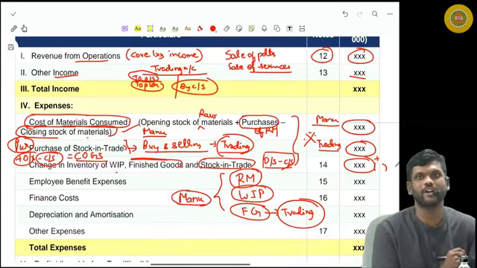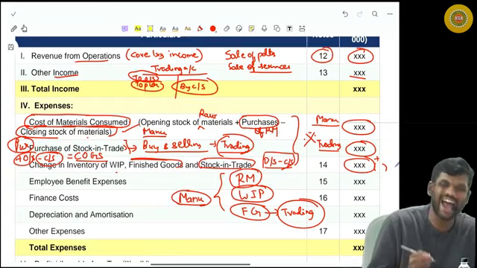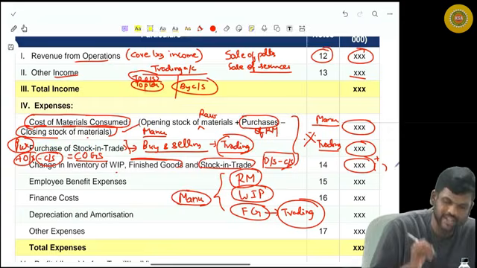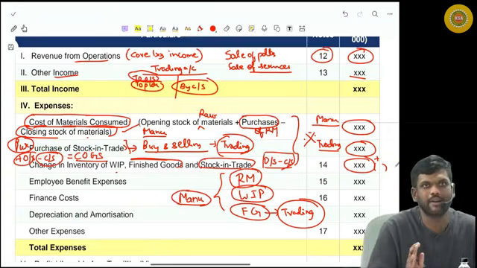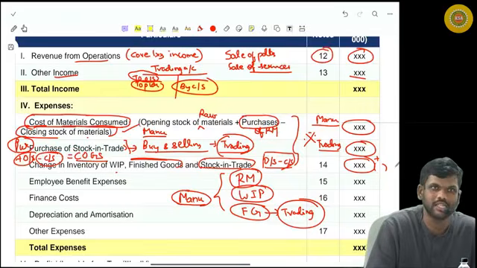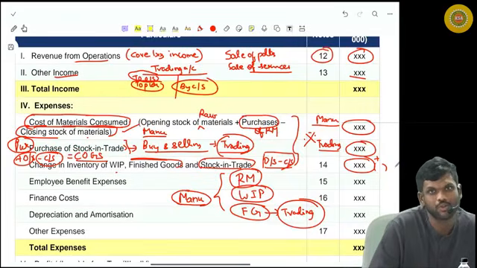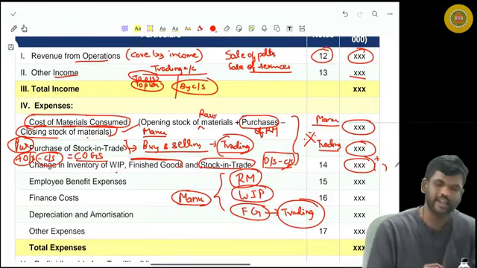That opening stock minus closing stock, if it is positive, add it along with these expenses. If it is negative, it should be subtracted. Is this very, very clear? So please ensure you understand these three items clearly.